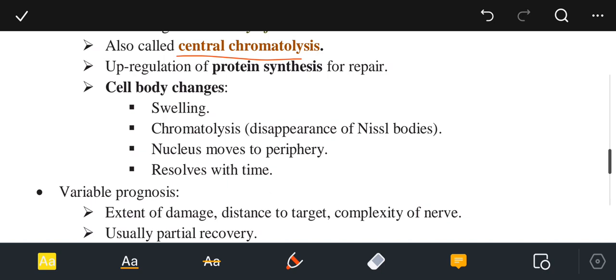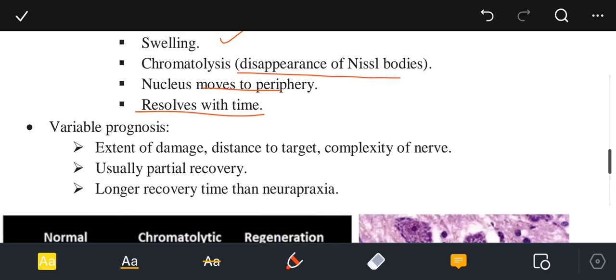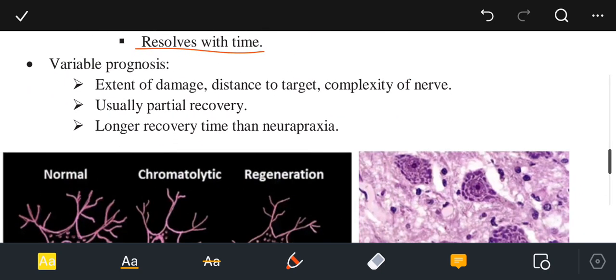Upregulation of the protein synthesis for repair. Cell body changes include cellular swelling and chromatolysis, which means disappearance of the Nissl bodies, with the nucleus moving to the periphery, and this resolves with time. Variable prognosis: extent of damage, distance to the target, and complexity of the nerve, everything is playing its role in the prognosis seen in the axonotmesis. Usually there is partial recovery, with a longer recovery time than neurapraxia.